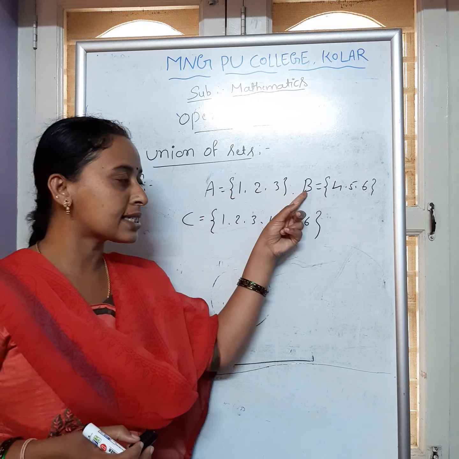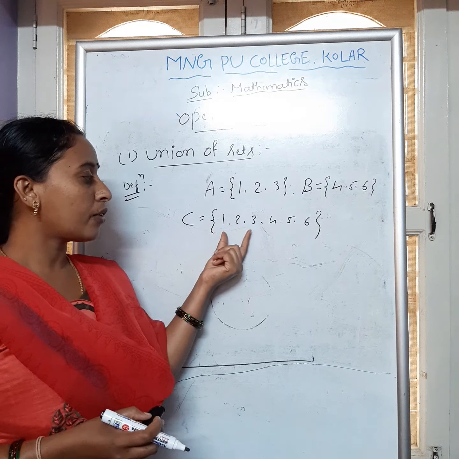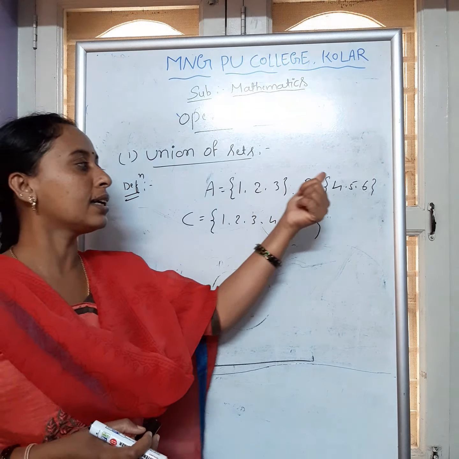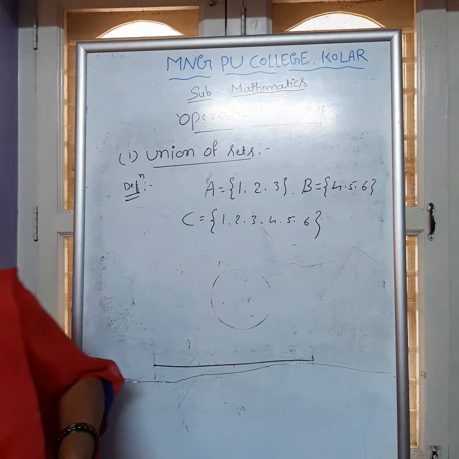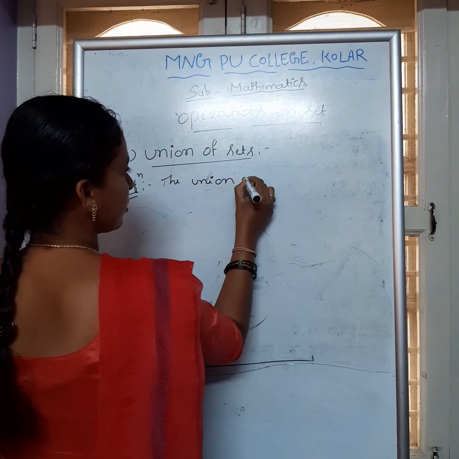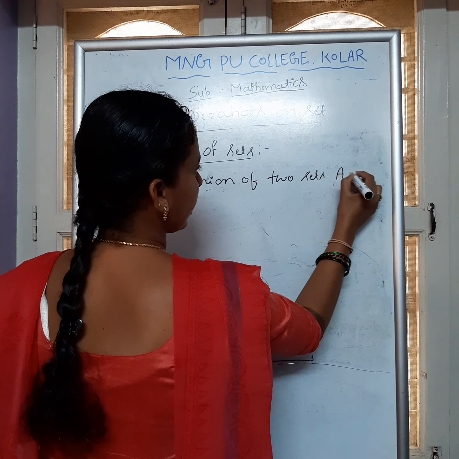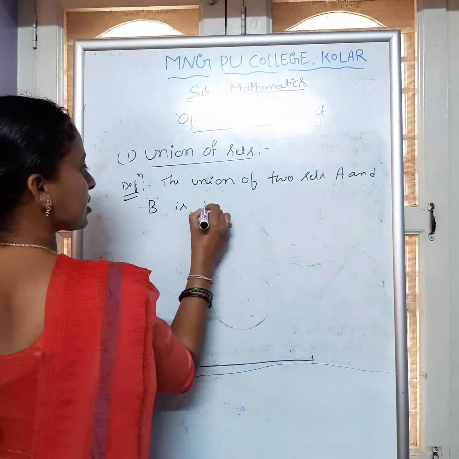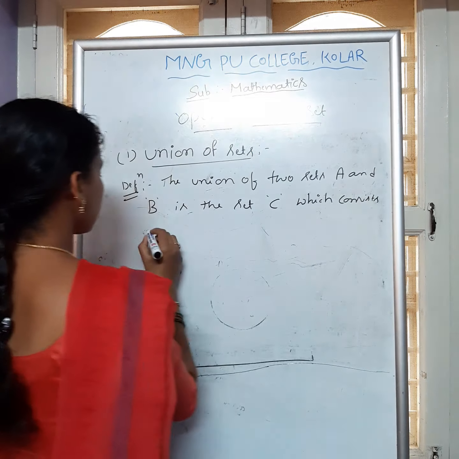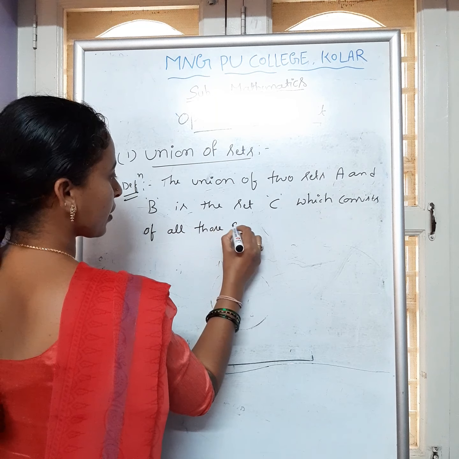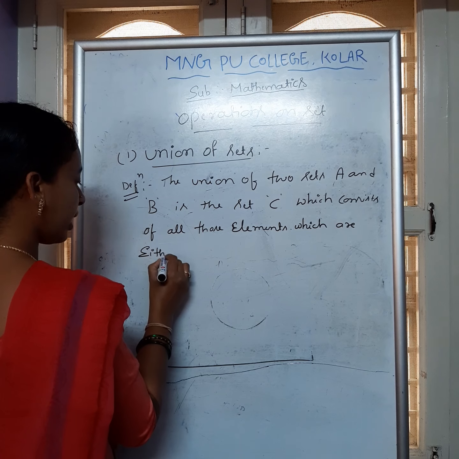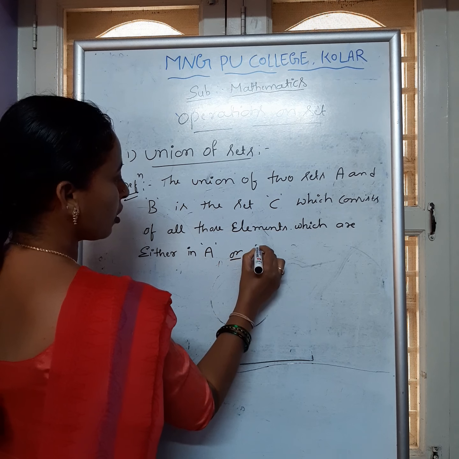The union of two sets A and B is the set C, which consists of all those elements which are either in A or in B. Let's write the definition for this: the union of two sets A and B is the set C, which consists of all those elements which are either in set A or in B.